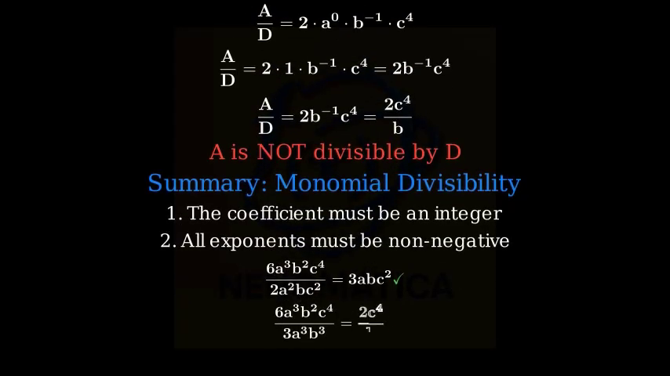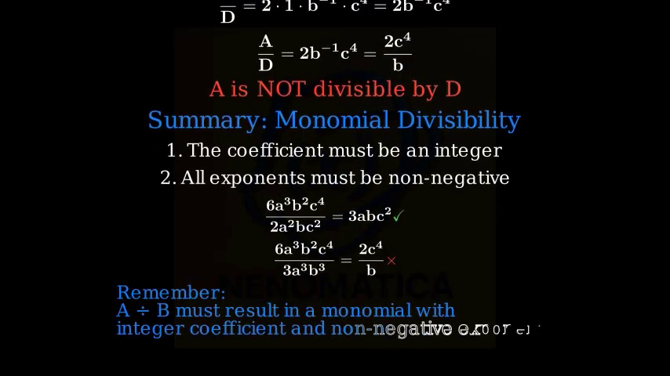However, 6a cubed b squared c to the fourth power is not divisible by 3a cubed b cubed because the result includes b to the power of negative 1, which violates our second condition. Remember, when checking for monomial divisibility, always verify that the result of the division gives you a monomial with an integer coefficient and all non-negative exponents. Before we conclude, let's look at one more example to reinforce our understanding.